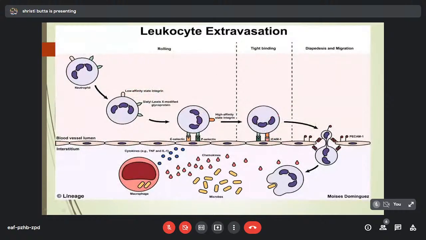Now coming to the integrins, as I said, these are all integrins here, and these integrins bind to the integrin receptors on the surface of the endothelium. So these integrins expressed on the neutrophils bind to the integrin receptors expressed on the endothelium. A defect in this integrin would therefore result in inhibition of this tight binding or firm adhesion, and that would result in a leukocyte adhesion defect type 1.